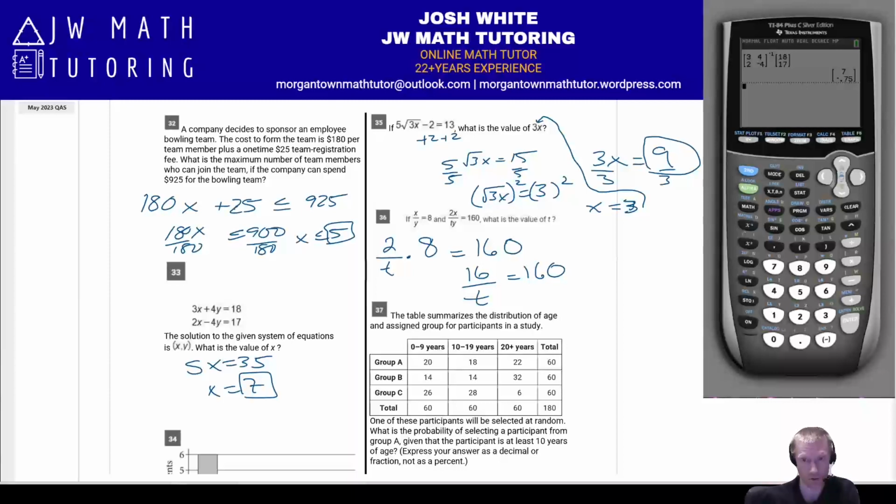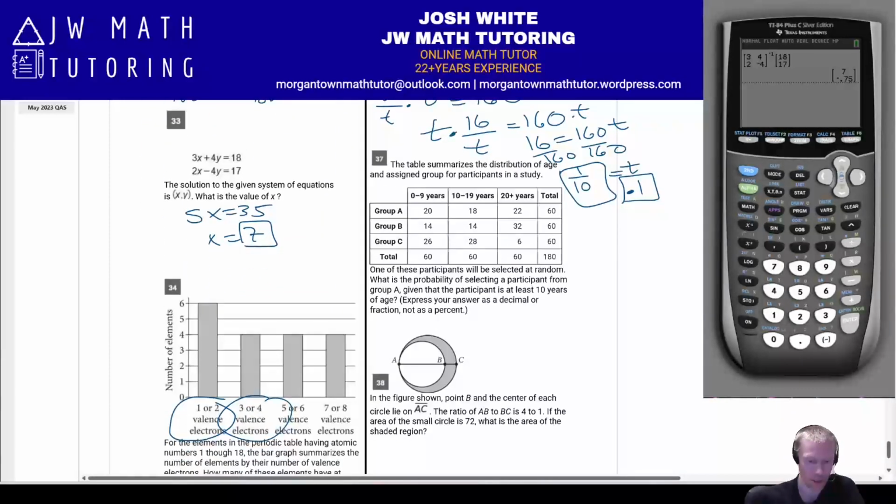So now you can go ahead and solve this. You can either think of it as cross multiplying, or you can multiply on both sides just by t to get it out of the denominator. Then you get 16 equals 160t. Divide by 160 on both sides. T is going to equal 1 over 10, and so you could enter that fraction in, or you could also enter in the decimal equivalent of 0.1. Okay, so either answer would be correct.